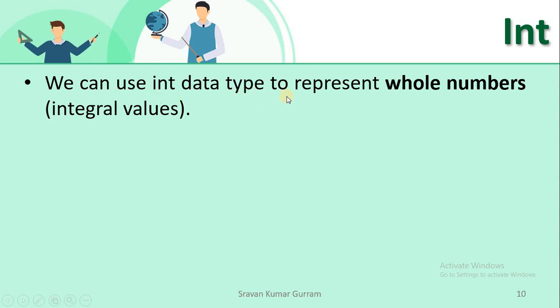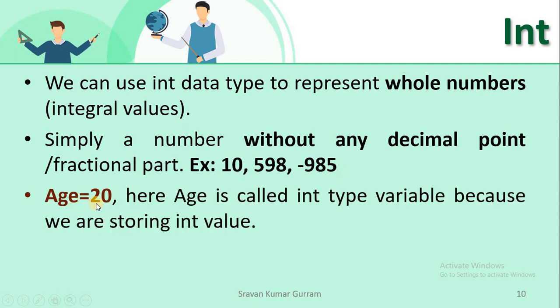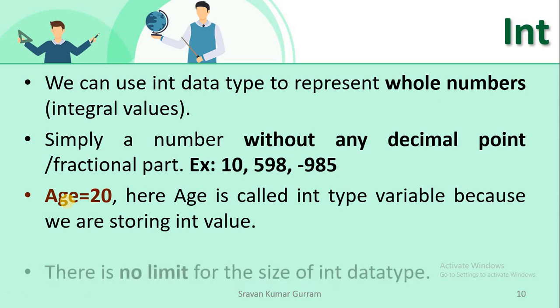We can use int data type to represent whole numbers or integral values, means the number without a decimal part. Example 10, 598, -985, positive and negative values. All belong to the int only. age = 20. Here age is called an int type variable because we are storing an integer value into this variable. That is the reason we call age an integer variable.